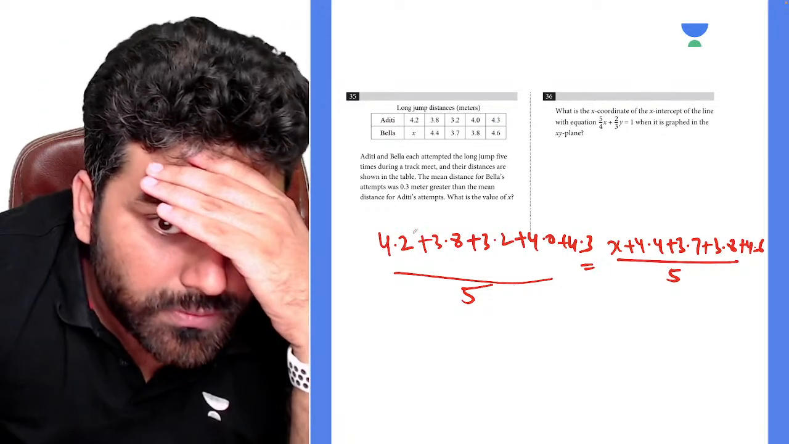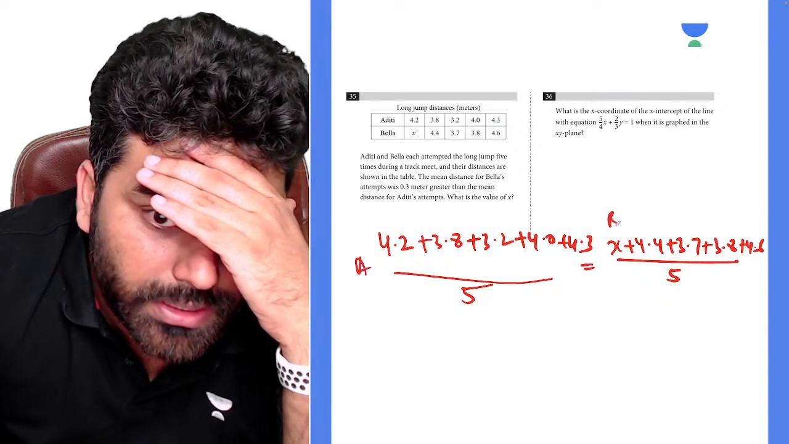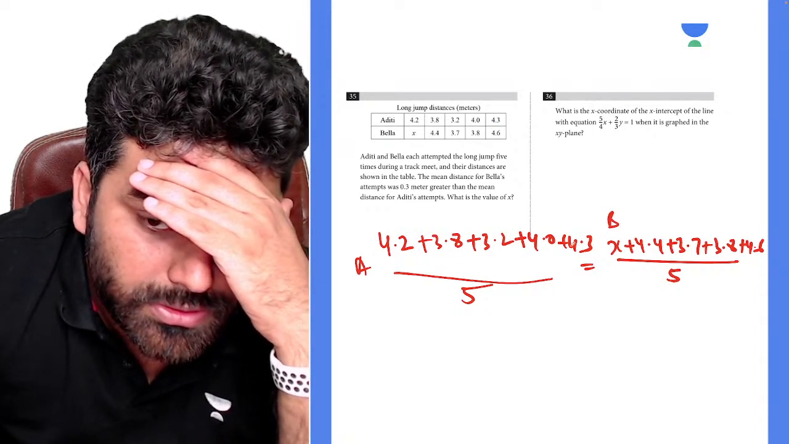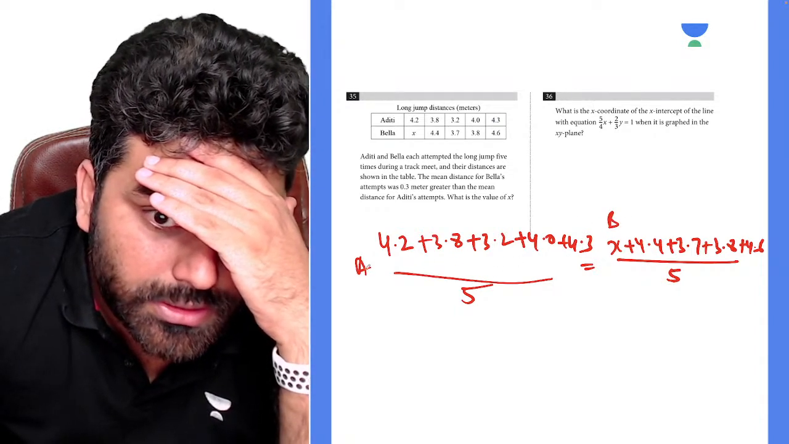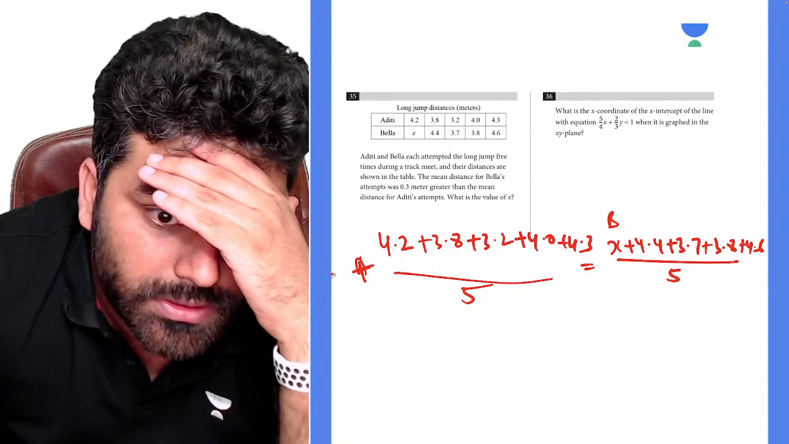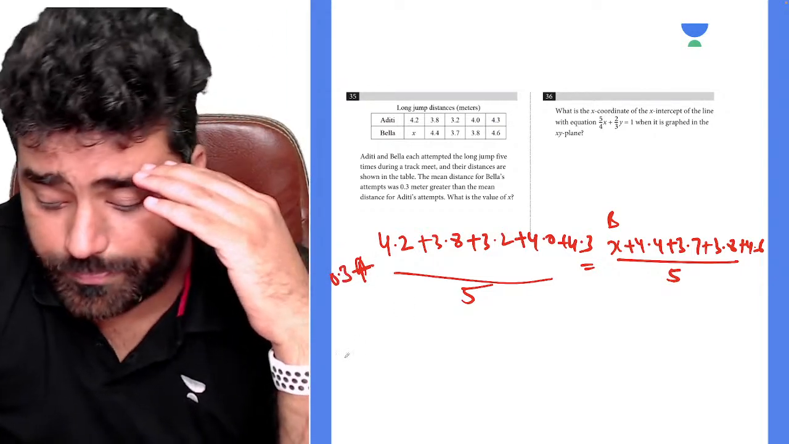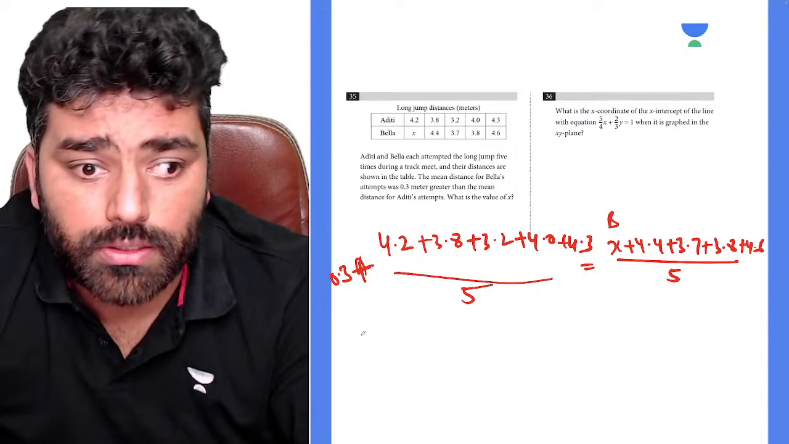The mean distance of this is Aditi's, and this was Bella's, right? So Bella's is more than the distance of Aditi's, so that means this was 0.5 more, right? Okay, you need to solve it.